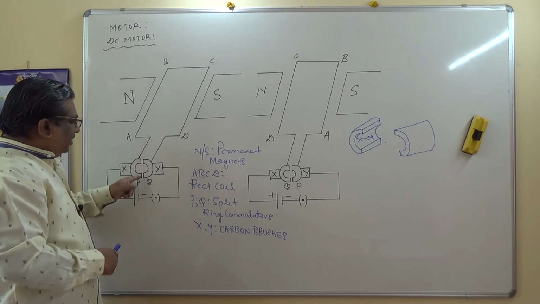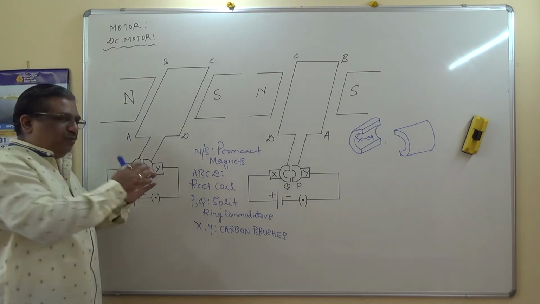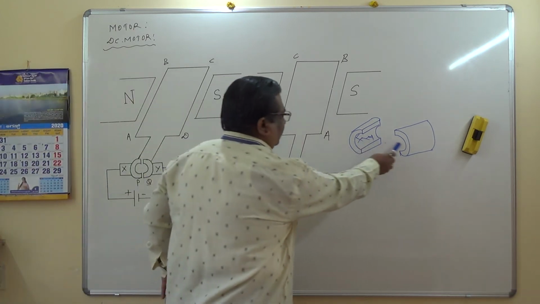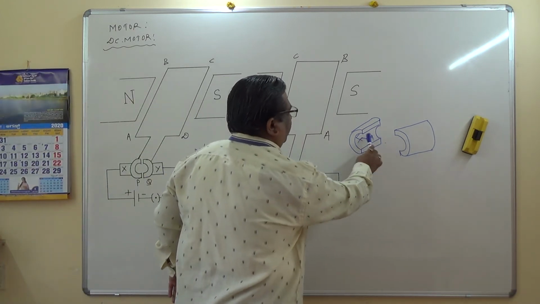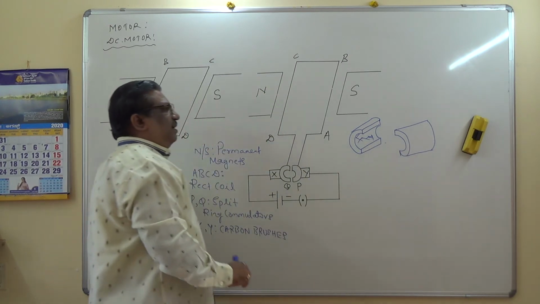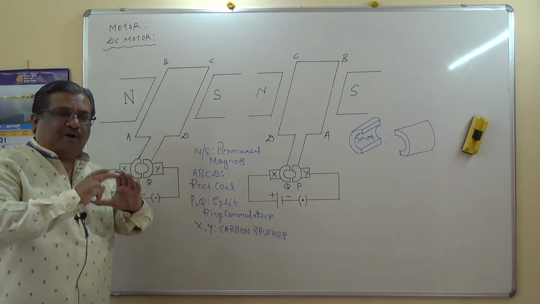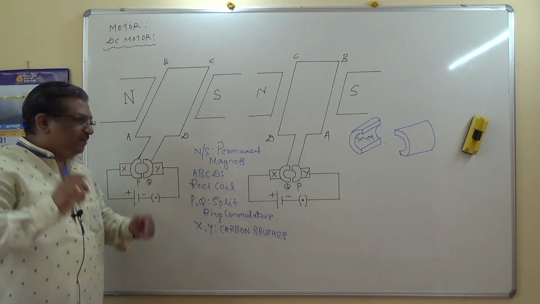Because it is split at the center over here. That means it is cut into two halves, left half and right half, and therefore these are the things which I have shown here. These are copper split ring commutators. The name is split ring because the copper bush, the hollow bush, is split into two halves.